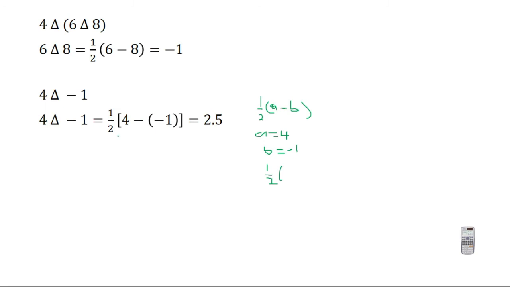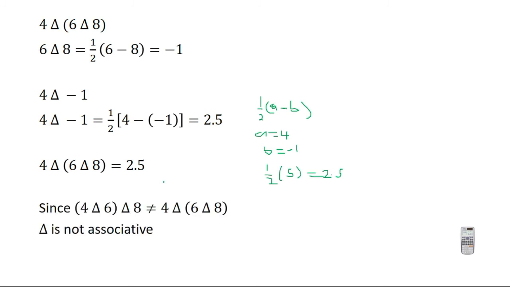So we are going to get 1/2 into bracket 4 plus 1, which is 5. So we are going to get 1/2 times 5, and that is going to give us 2.5 as shown here. So we can now say that 4 delta 6 delta 8 in bracket is 2.5. Remember that when we did the left hand side, we got negative 4.5. The right hand side is giving us 2.5. So we can say that the left hand side, which is 4 delta 6 in bracket delta 8, is not equal to the right hand side, which is 4 delta 6 delta 8 in bracket. So delta is not associative.